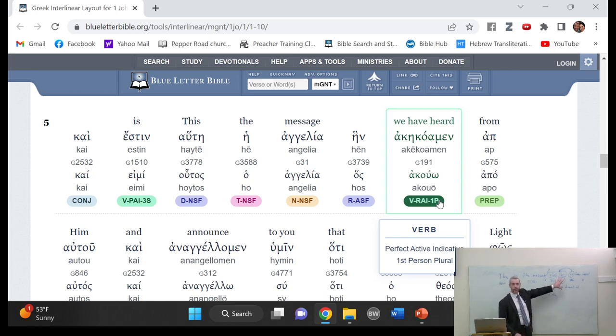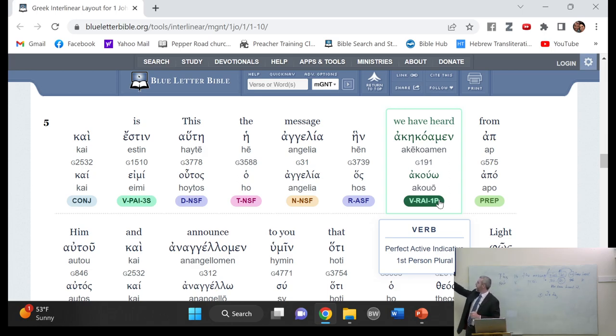We have heard it. Well, what is the it? The message. So we can put it in one long clause by saying, this is the message which we have heard. That's what they do in Greek as well. So that's why some things are going to switch here. But the only thing I want us to think through again here is some of these verbs.